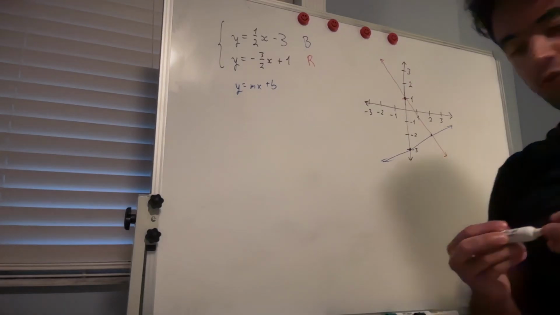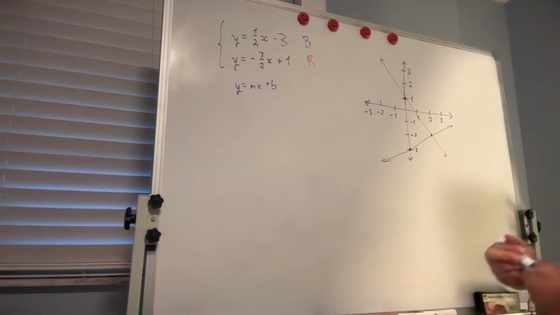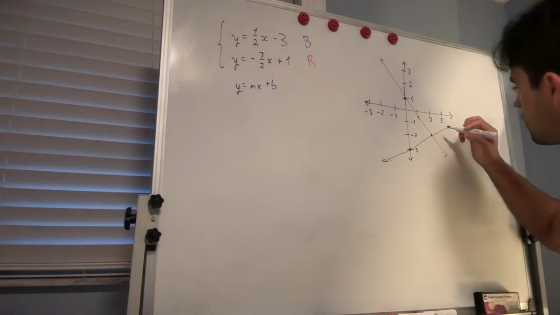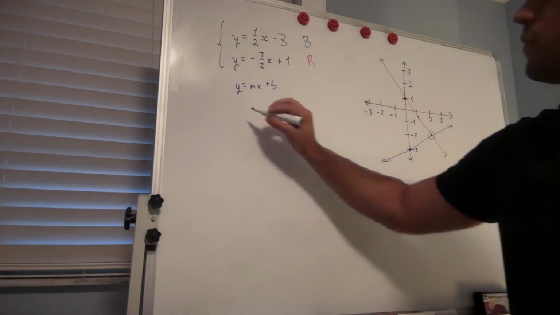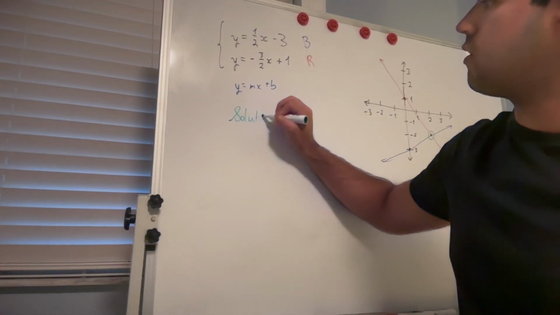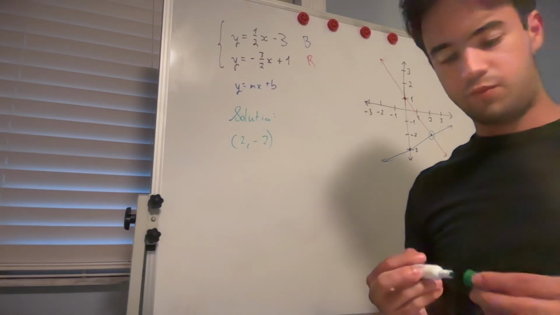And to find the solution to this system of equations, what we're going to do is look at where the lines intersect. So here is the point (2, -2). So our solution would be (2, -2).